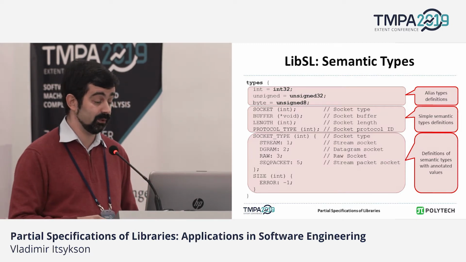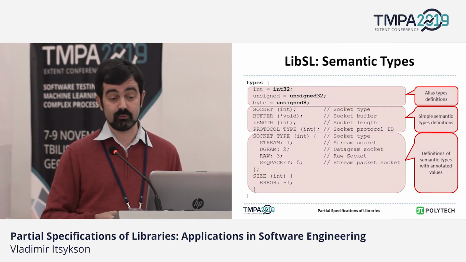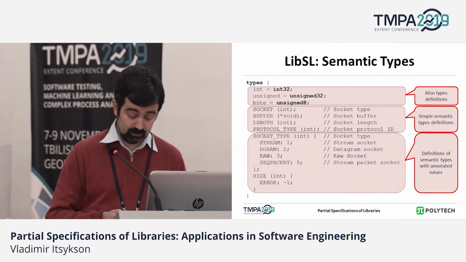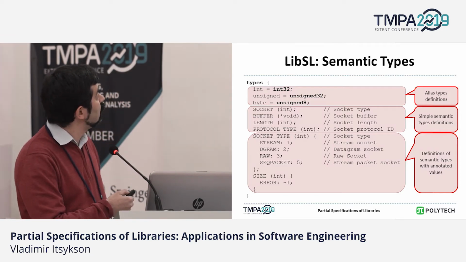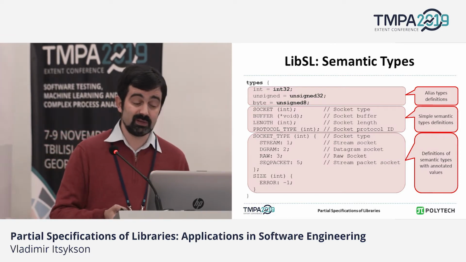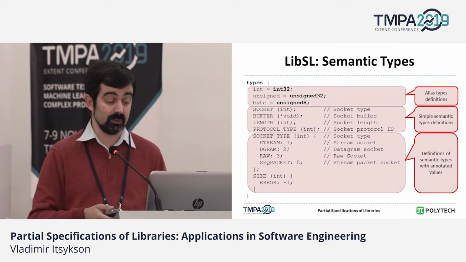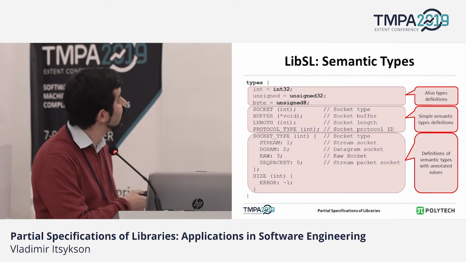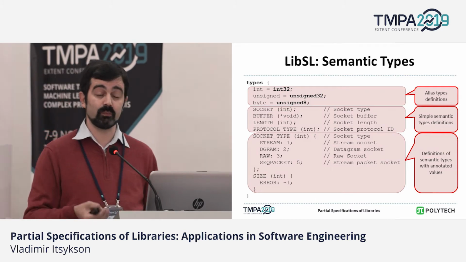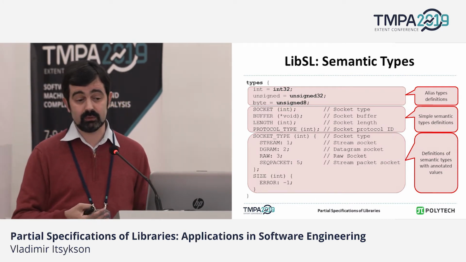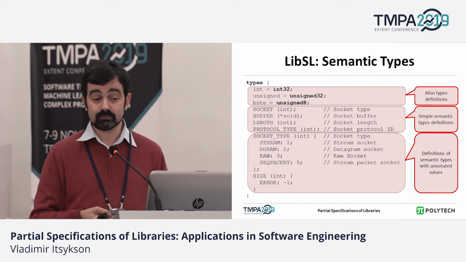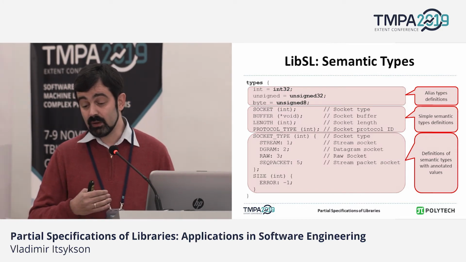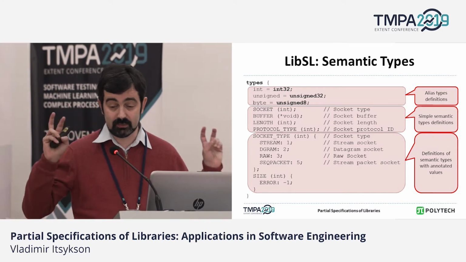Section of semantic types. Semantic types, it's extraction of classical types. And you can see some aspects. This part, it's just alias definition for standard types. These types are predefined types of our language, and these types are types from programming language. You can use names of your programming language because our LibSL language can be used with any programming language.